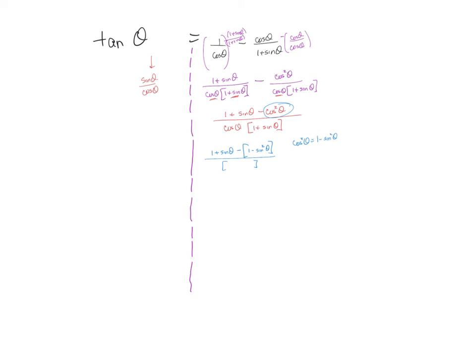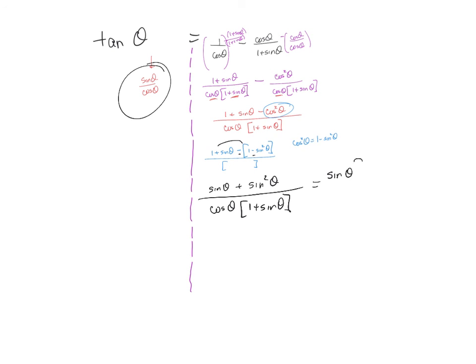Let's see. I have a 1 minus a 1, so it goes away. I have a sine theta, and then I have a minus minus plus sine squared theta. And now I will rewrite the denominator. I'm almost there, guys. Now, up top here, I want to get to a sine theta. I see that I can factor out a sine theta, and what do I have left? That gives me a 1.